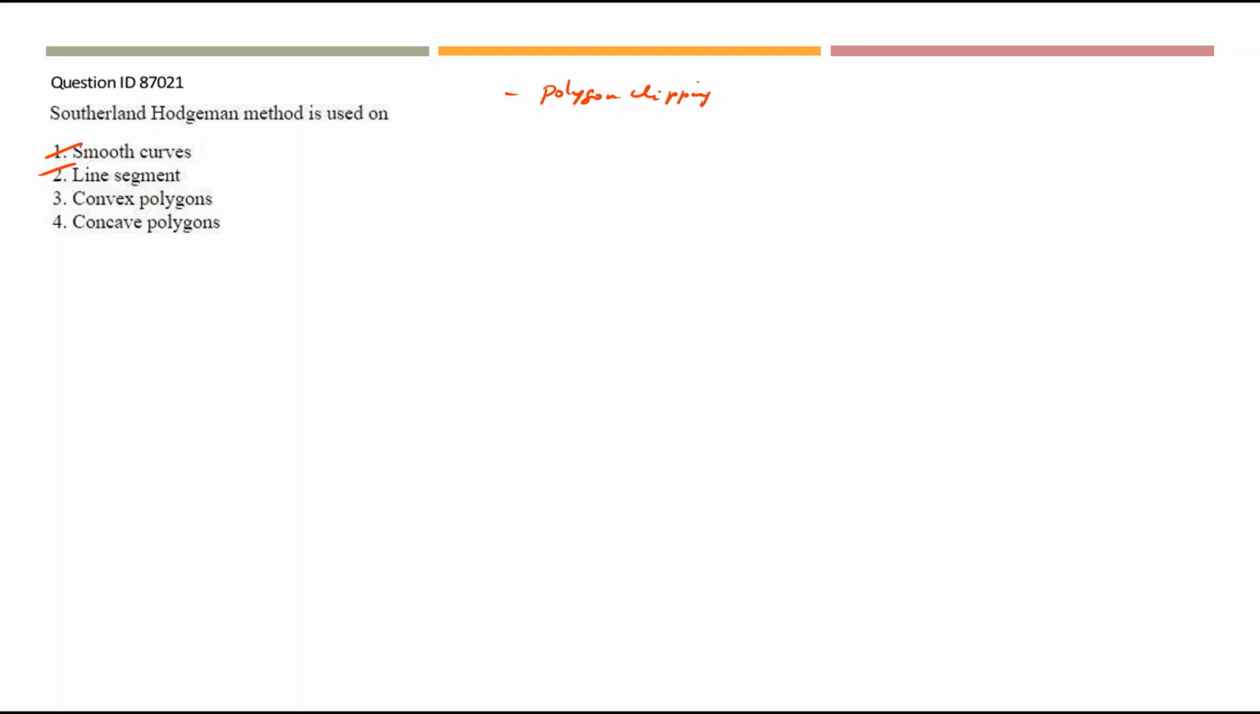So if you take this polygon like this, clipping means whatever part you want, that alone will be taken. The rest will be clipped from the viewpoint. 2 kinds of polygons are involved here. One will be the convex polygon and another will be the concave polygon. Convex polygons are correctly clipped by the Sutherland-Hodgeman method. Option number 3, convex polygons will be the right answer.